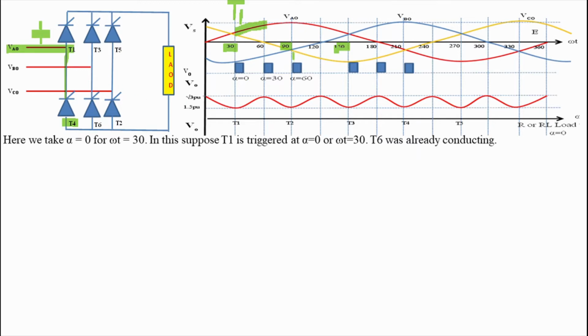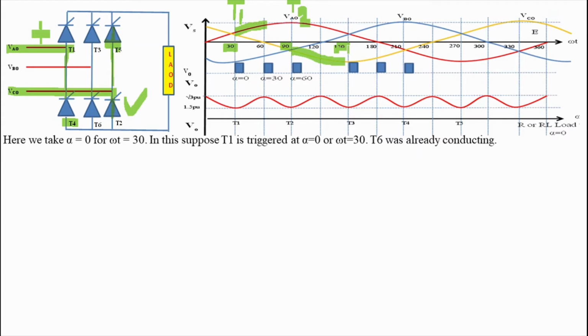Now see, after omega t equal to 90 degree, we can see that the waveform of VC0 is the most negative waveform, and VC0 is applied to the cathode of thyristor T2 and anode of thyristor T5. So here thyristor T2 is forward biased and T5 is reverse biased. So we will only trigger the forward biased thyristor. Here T2 is forward biased, so we will trigger thyristor T2 at omega t equal to 90 degree.